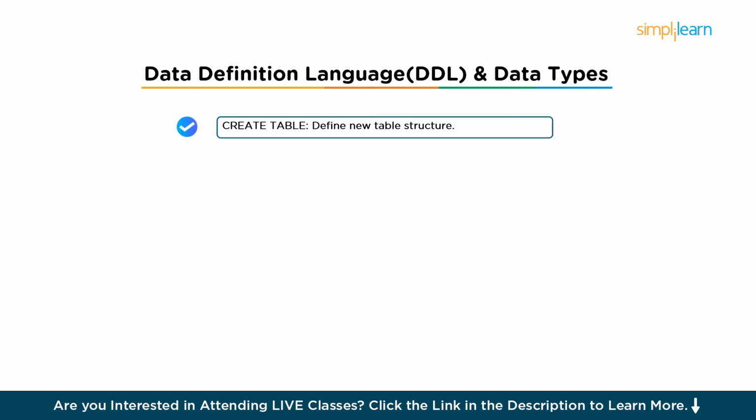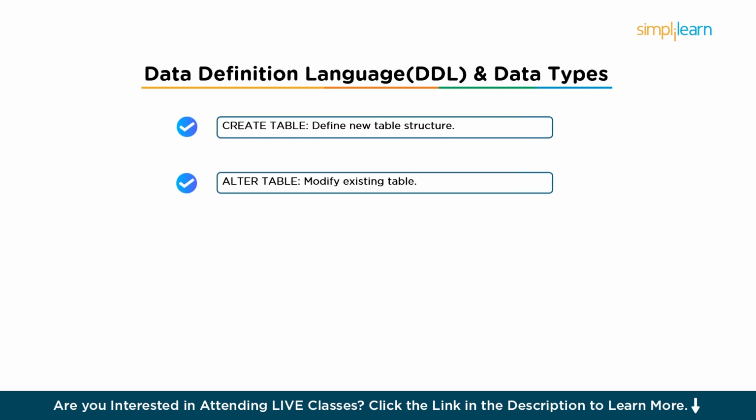Beyond manipulating the data itself, SQL provides data definition language, which is DDL, commands that allow you to define, modify, and manage the structure of databases. The create table statement is how you initially define a new table, specifying its name and the names of its columns and data type for each column. Data types are crucial because they dictate what kind of information a column can hold, how much storage it requires, and how it behaves in queries.